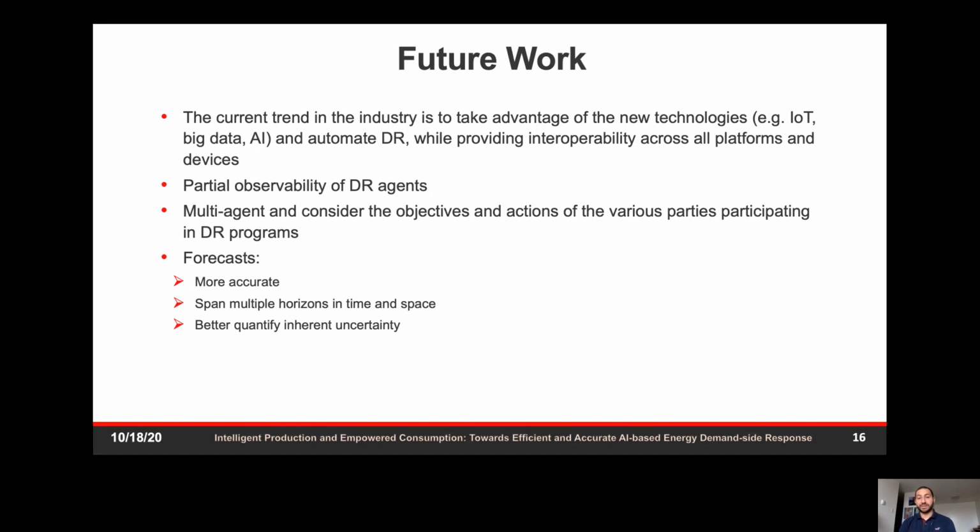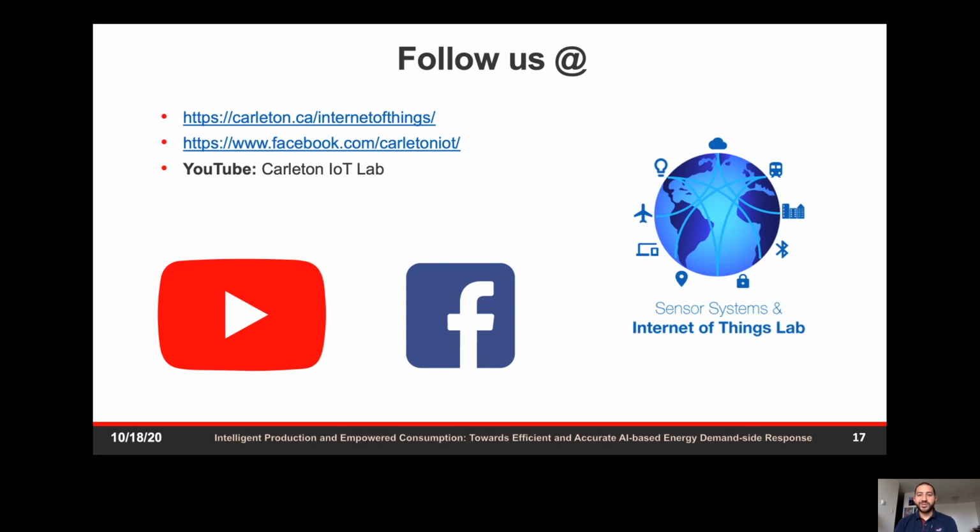So we need to really automate how the agents interact with each other, and how the utilities interact with the consumers, and how the aggregators, energy providers, utilities, and distributed energy providers and sources interact with each other. And providing interoperability across all the different platforms and devices is key to advancing the research in demand response. So this concludes my presentation.